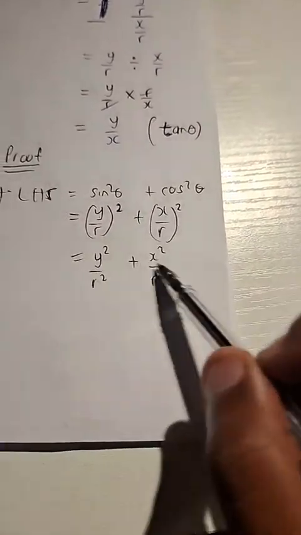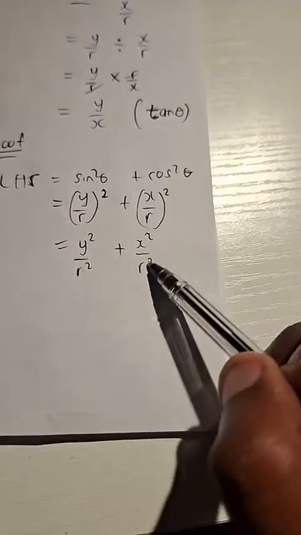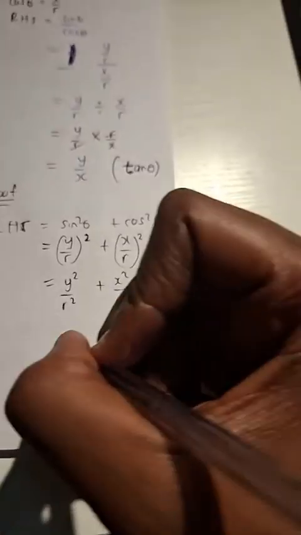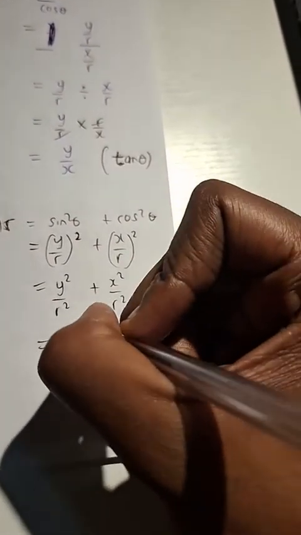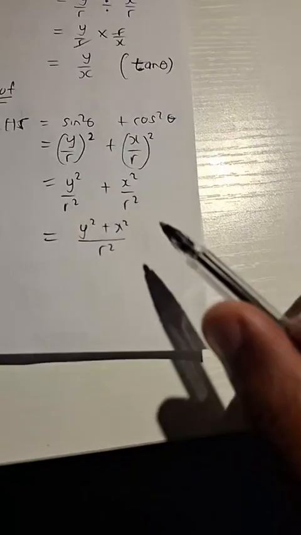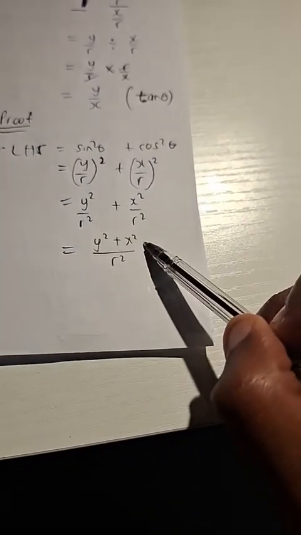Then we have two fractions. What does the law of fractions say? When we have two denominators and they are the same, that allows us to add the numerators. So I'm sure you can see this is y squared plus x squared. Yeah?